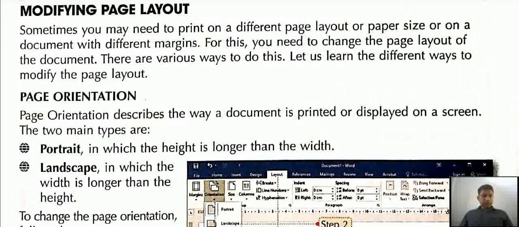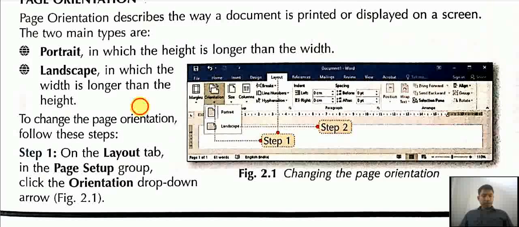The next, so here as you can see, in portrait the height is longer than the width, and the next one is the landscape, in which the width is longer than the height. The next, to change the page orientation we have to follow these steps. So you have to remember that these options you will mainly find in Word 2016.